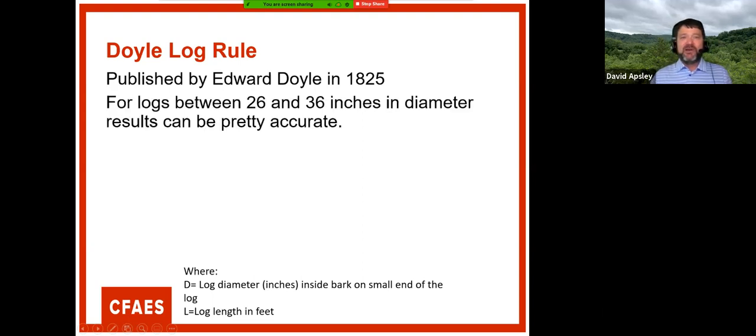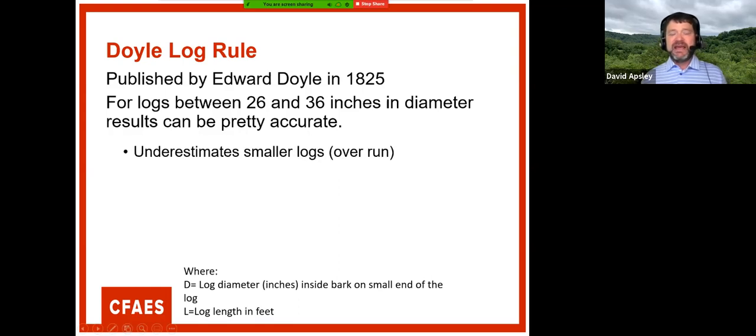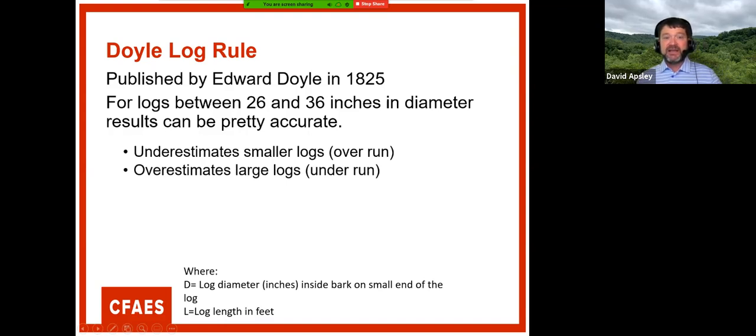It's great for logs between 26 and 36 inches in diameter. It can be pretty accurate. And again, it assumes a 1/4 inch saw kerf. So if the new modern mill is using a 1/8 of an inch saw kerf, it's going to underestimate. But if you think about 1825, the average diameter of a tree was probably a little bit bigger. What we're finding is that on smaller logs, it really underestimates. If you get down around a 12 or a 14 inch diameter tree, it's going to underestimate volumes quite a bit. And it actually will overestimate some of the extremely large logs.